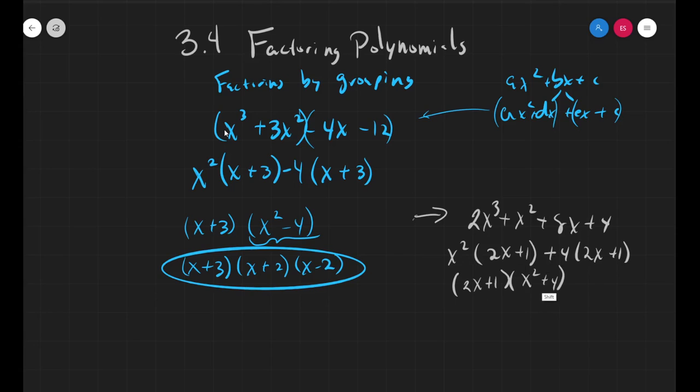Now, it might be tempting to go ahead and continue factoring that just like we did over here, but big difference. This guy has a minus sign, this guy does not. Therefore, since it's not a difference of perfect squares, this is done.